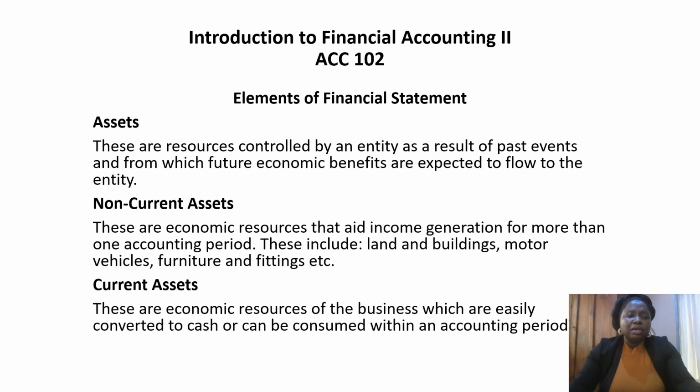So they can easily be converted to cash. For instance, let's pick inventory as an example. Inventory is otherwise known as stock. We don't call it stock anymore. We refer to it as inventory. So if a company has an array of inventory, that inventory can be converted into cash, or may be consumed within a year. It does not have the capacity to serve the company for so many years.